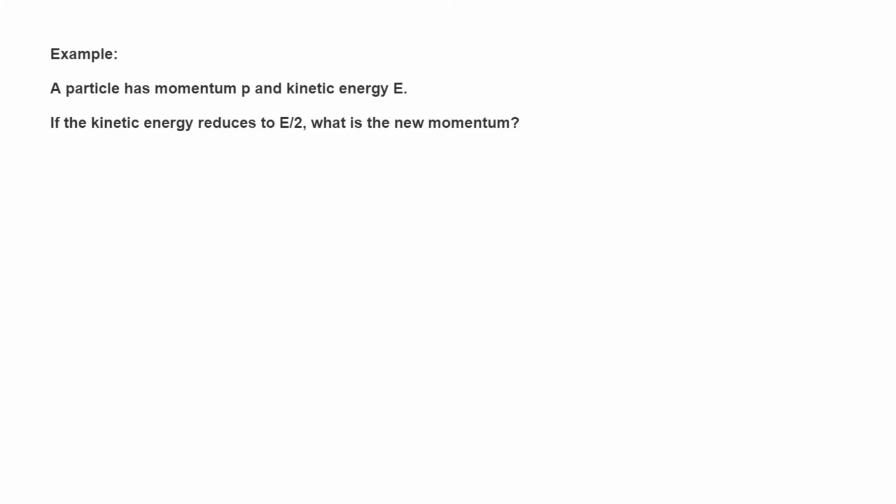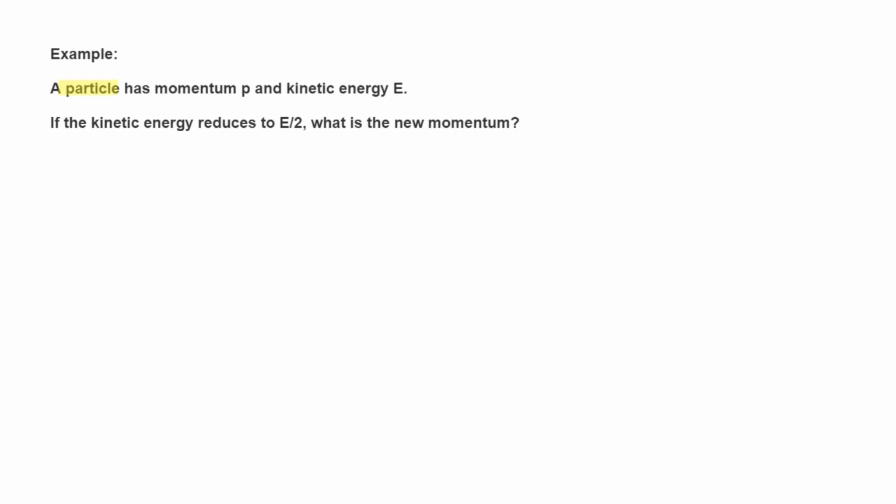A particle has momentum P and kinetic energy E. If the kinetic energy reduces to E over 2, what is the new momentum? Well, the first thing to realise is that because the particle is the same before and after, then its mass must be the same. It's the same particle. And so with the momentum changing, it must be the velocity that changes the momentum and the kinetic energy. So here's the technique, and it's a technique which I have used before in other videos and is really useful for any type of question, in any topic, where they say something changes and what's the effect on something else.